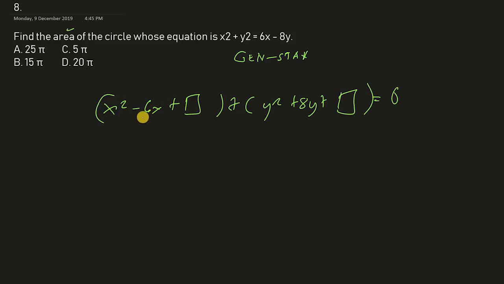So, complete the square. 6 divided by 2 is 3, squared is 9. So, plus 9. 8 divided by 2 is 4. 4 squared is 16. So, plus 16. So, alam ko na dito is 25. Hindi ko na kailangan i-evaluate to kasi yung hinahanap ko lang naman is radius because area yung hinahanap. So, since radius squared is equal to 25, radius is equal to 5.